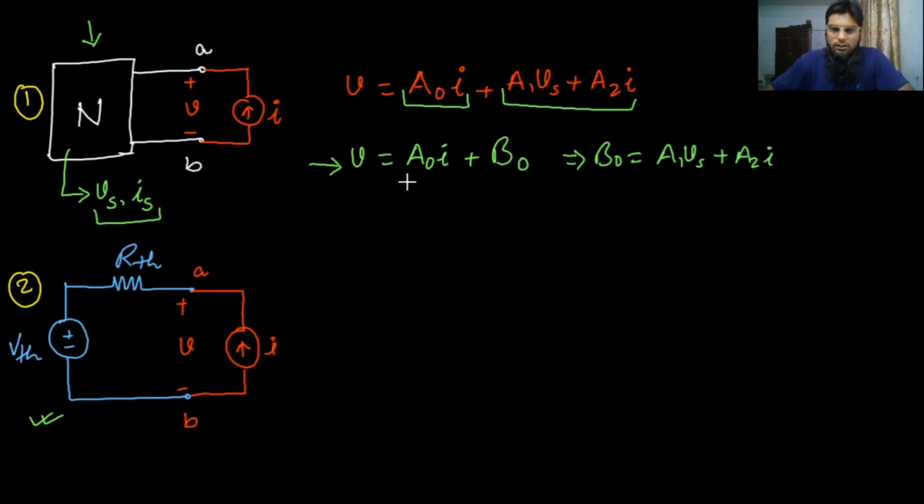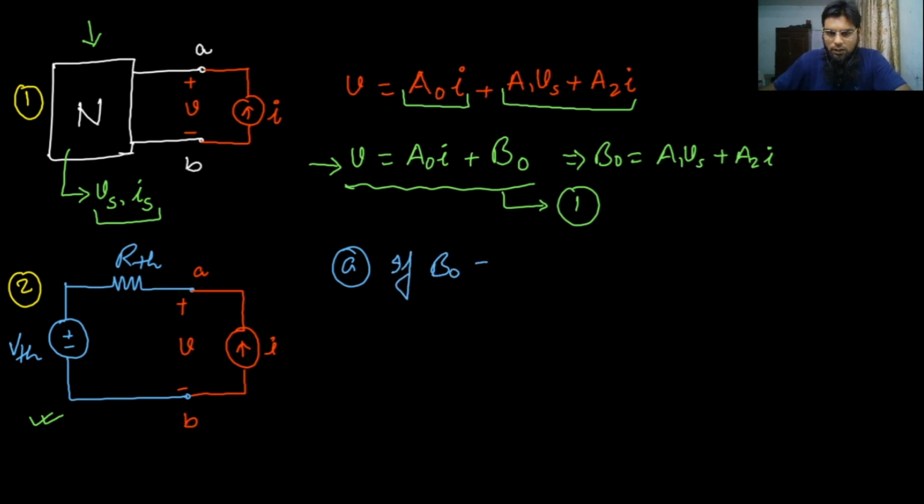Okay, so now starting with this equation, let us call it equation number 1. Whenever we call this equation, we will call it by equation 1. Okay, so if I ask you, or if we need to calculate the value of the constants A naught and B naught in this equation, how can we calculate that? So case number 1, we are going to find the value of A naught, say for example. If we put the value of B naught equal to 0, we will get the value of A naught as V by I.